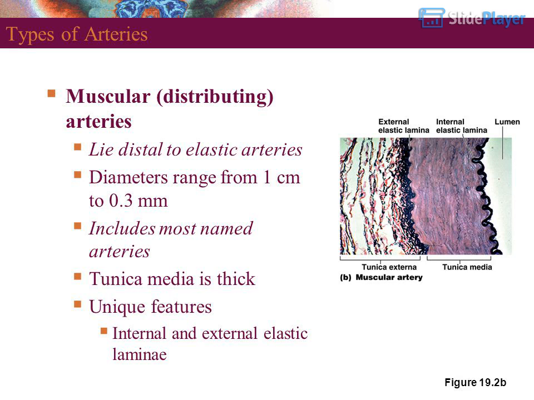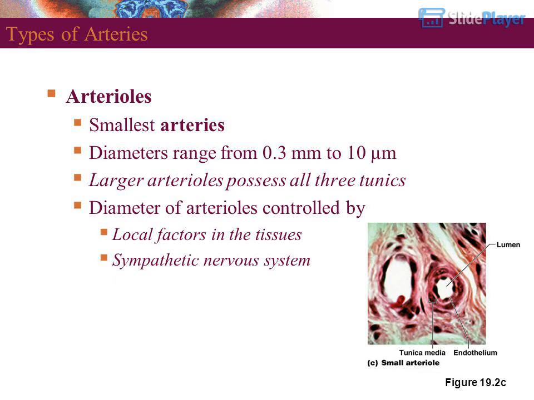Figure 19.2b. Types of arteries. Arterioles, smallest arteries. Diameters range from 0.3 mm to 10 micrometers. Larger arterioles possess all 3 tunics. Diameter of arterioles controlled by local factors in the tissues and the sympathetic nervous system. Figure 19.2c.